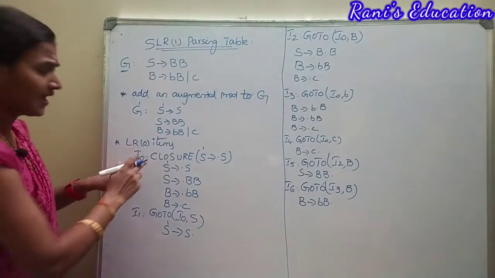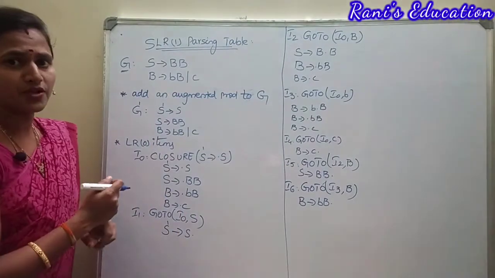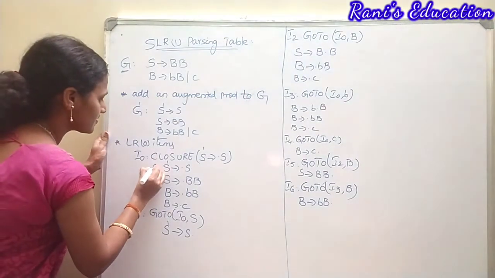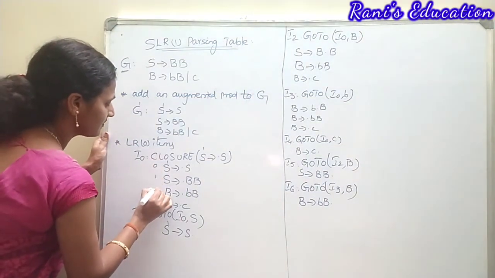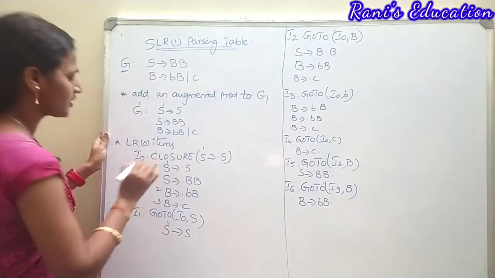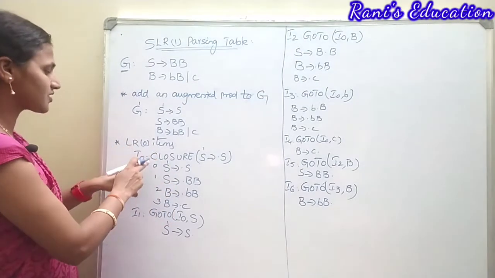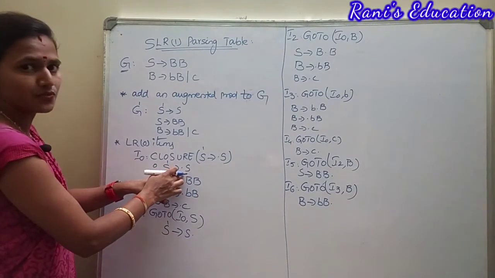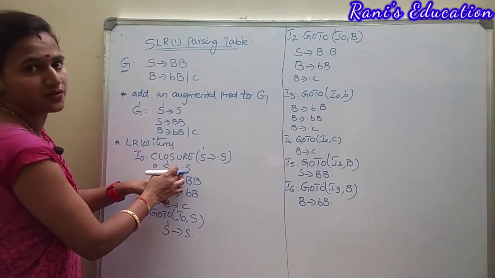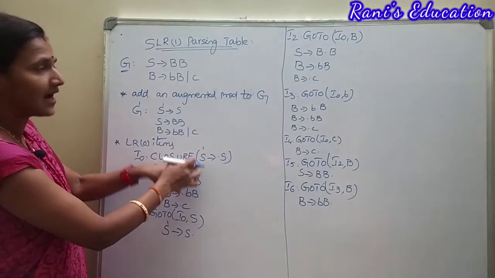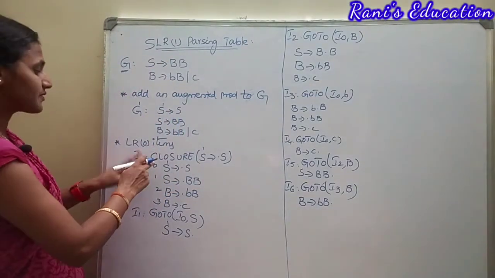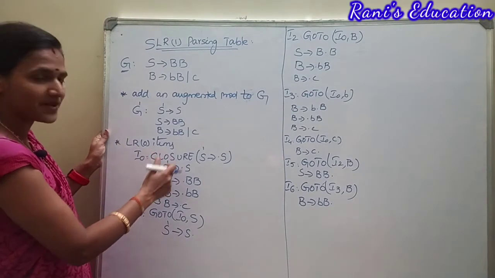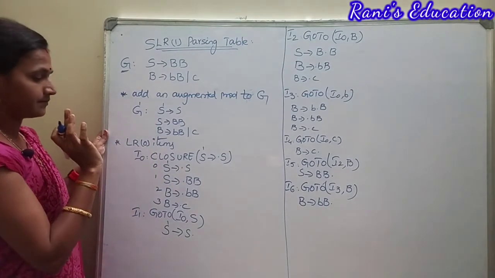Now in I naught, for each and every production, you are supposed to give the production number. So this is the 0th production, first production, second, third production. Why do we consider the production numbers starting from 0 to n? Here 0 indicates the augmented production, which is an additional production we have added to the grammar. That's why we have considered it as 0, which is not present in the actual grammar.